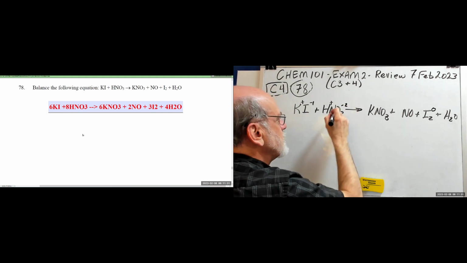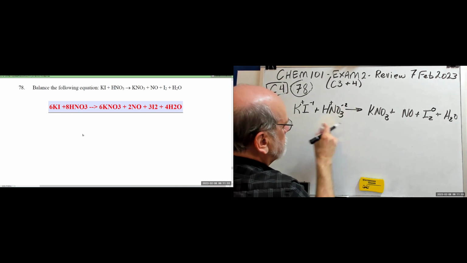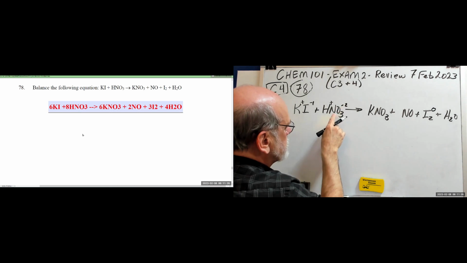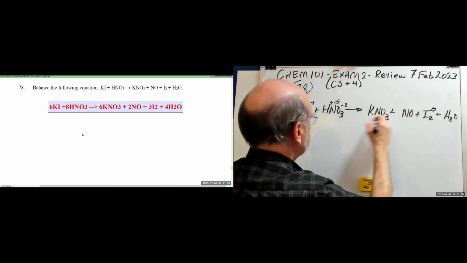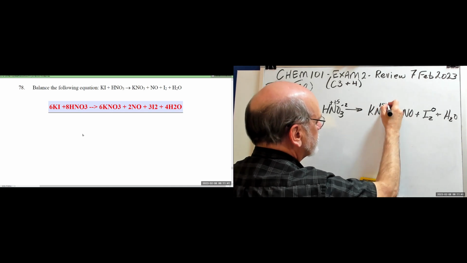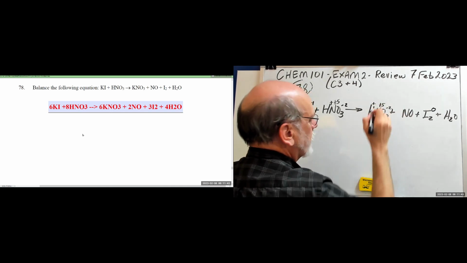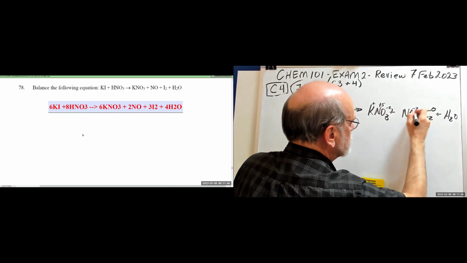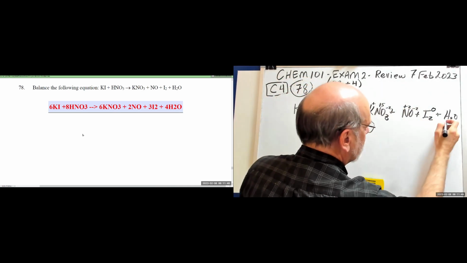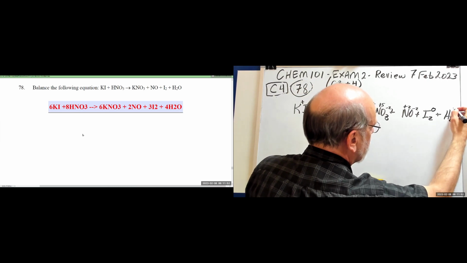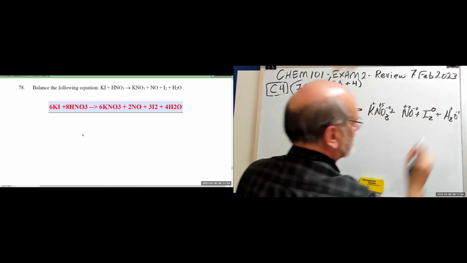This is -2, and that makes -6. This is a +5. Okay. This one is also a +5, and a -2, and a +1. This one is a -2, and this is a +2. And this one is a -2 and a +1. Okay.